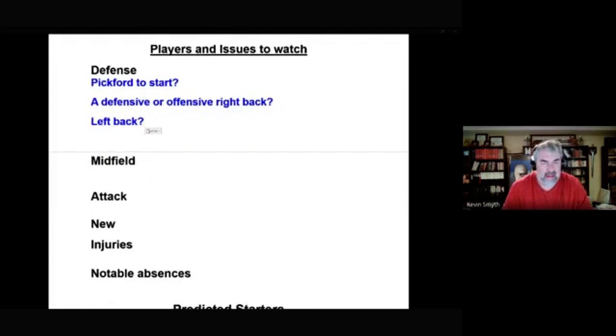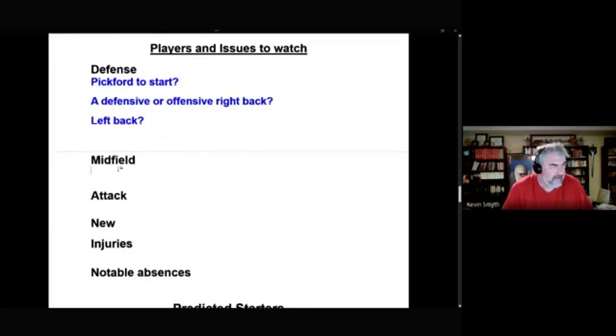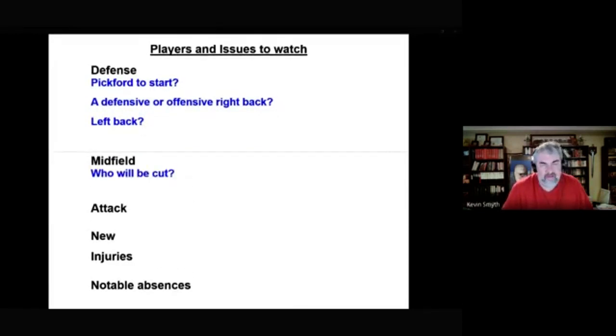In the midfield, that's where they're going to have to cut some players. There's no real issues, and the defensive midfielders are pretty stable with Declan Rice and Kevin Phillips, but in the more attacking midfielders, it seems like that's where they're going to have to cut some of the players.